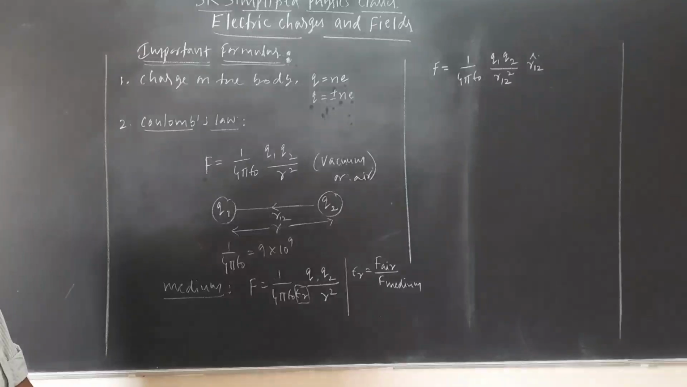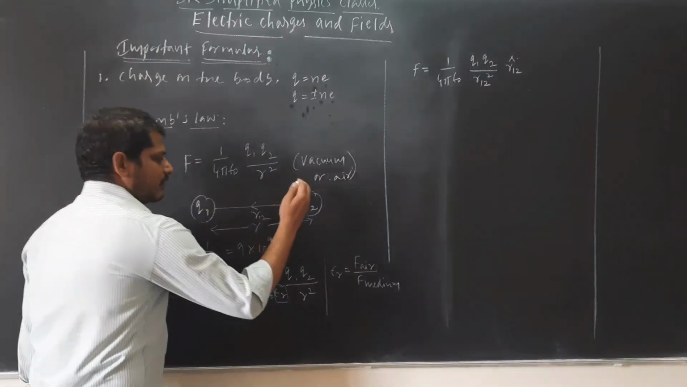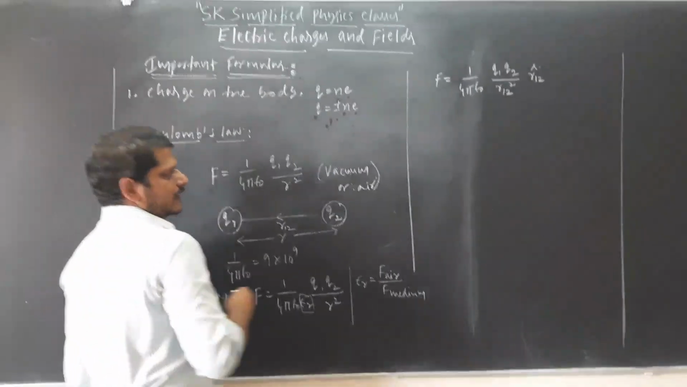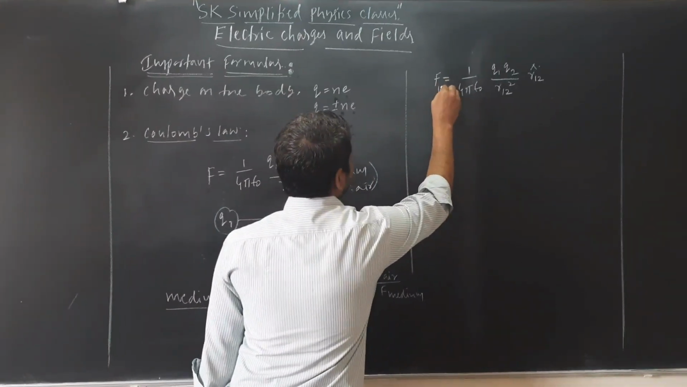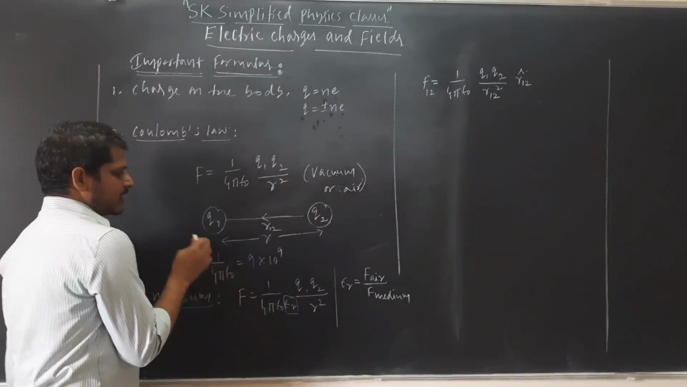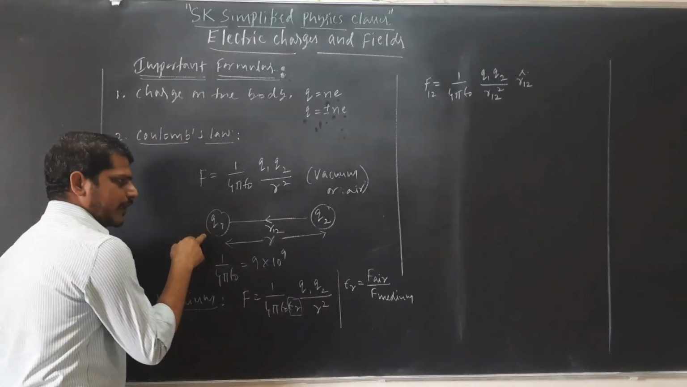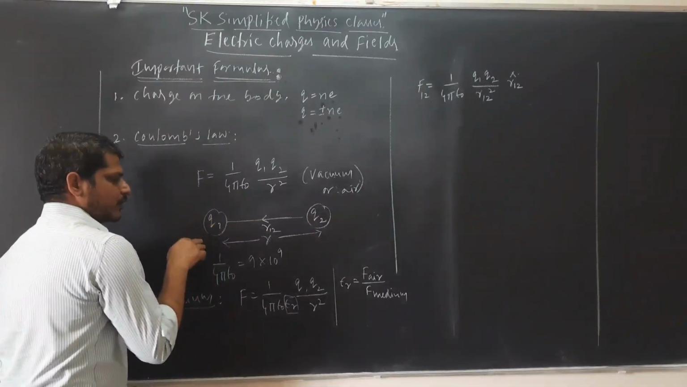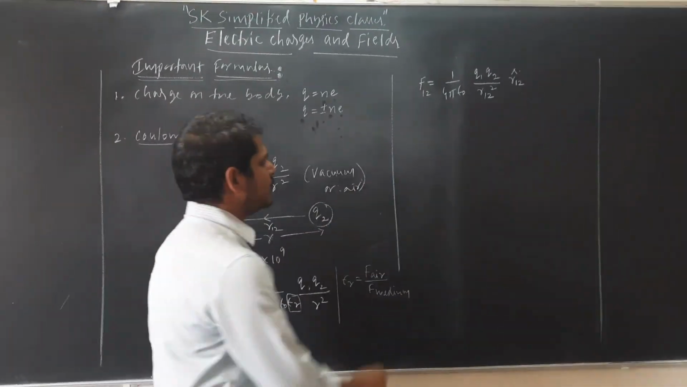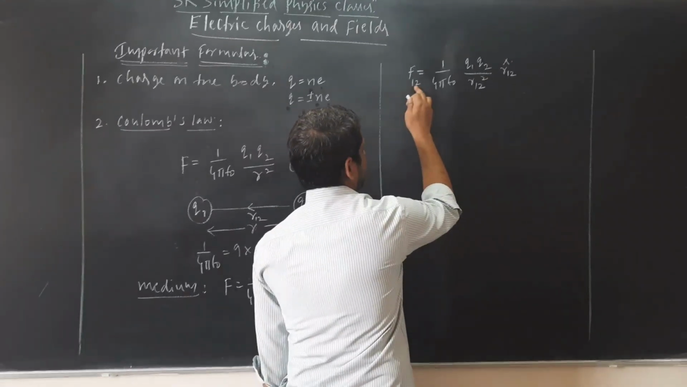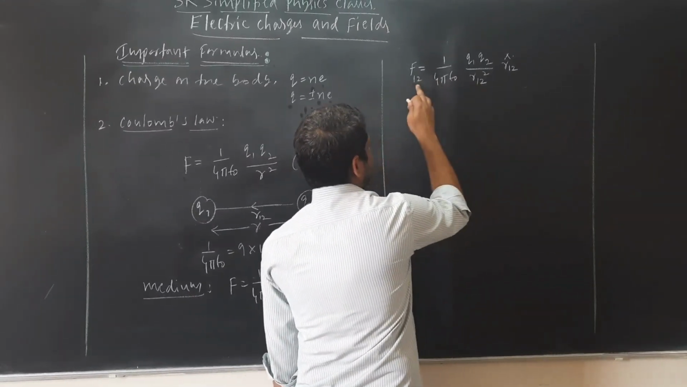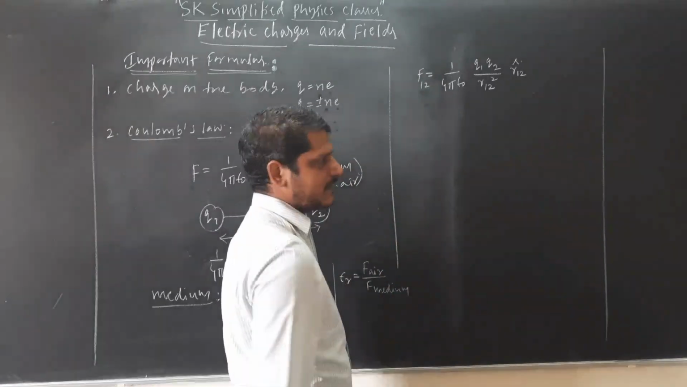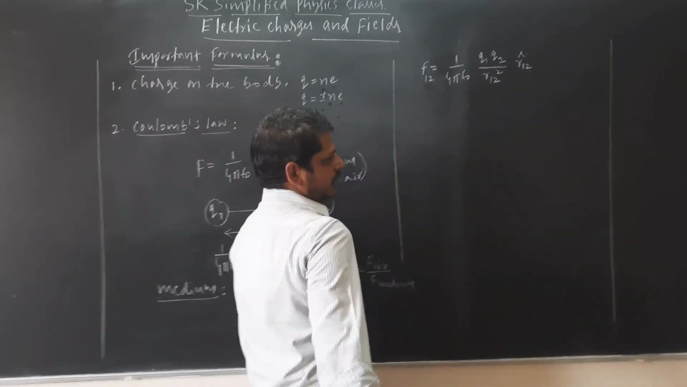So R12 is the direction that represents from the charge Q2 to Q1. Then the force is given by F12. This is the force acting on the charge Q1 by Q2. R12 is the distance. F12 is the force acting on the first charge by the second charge. So this is in the vector form.